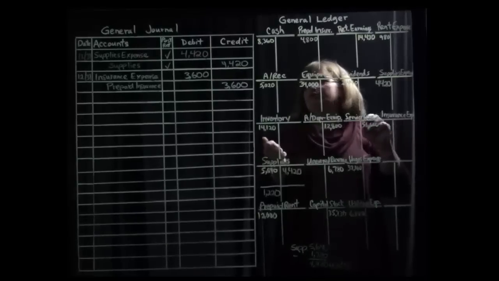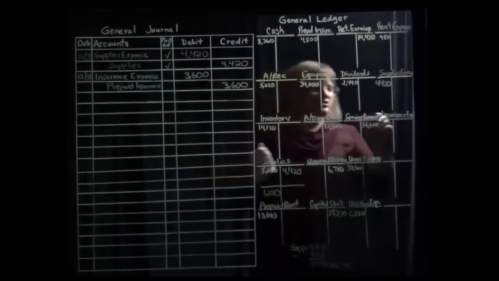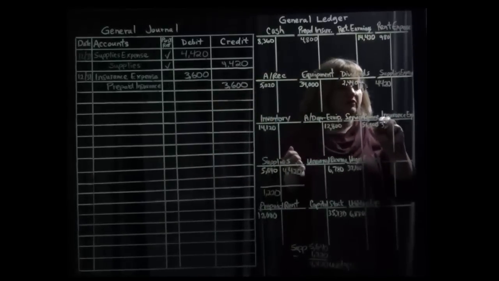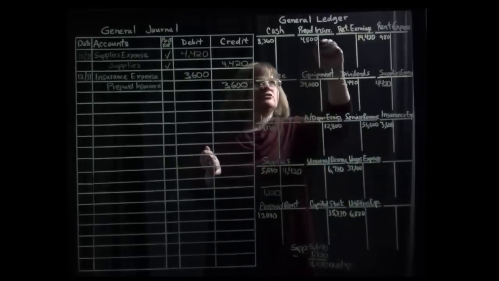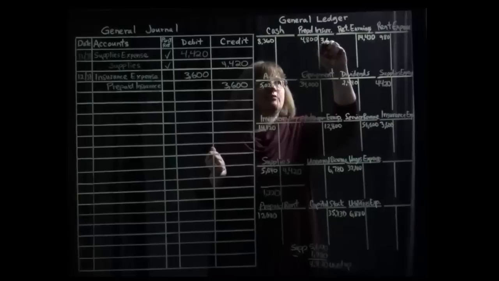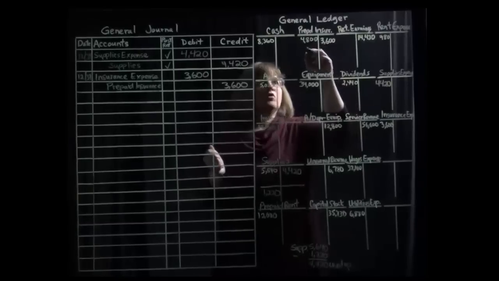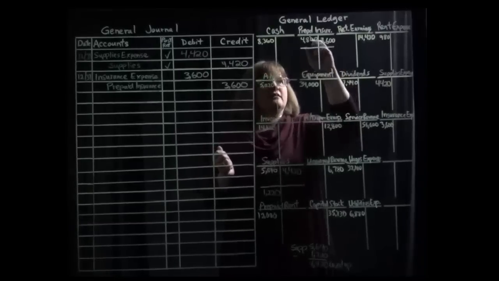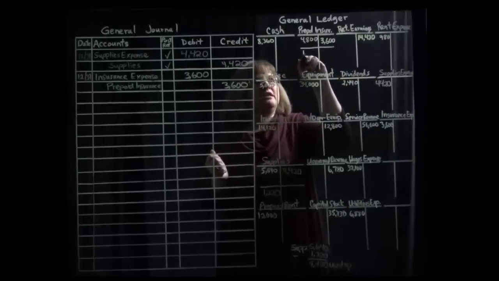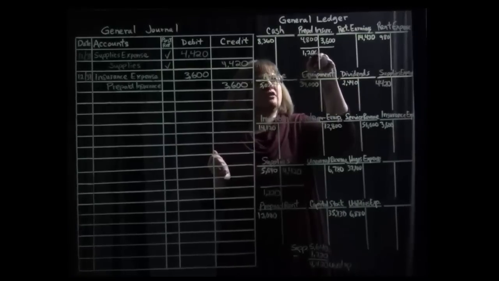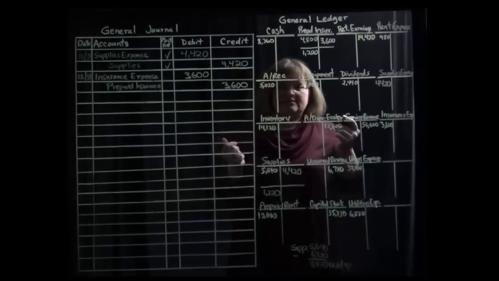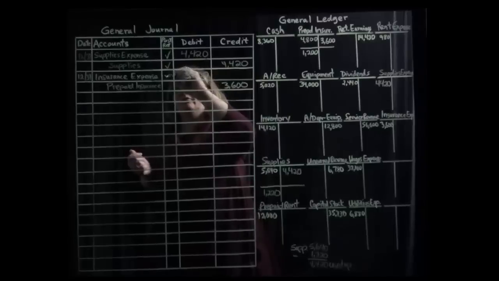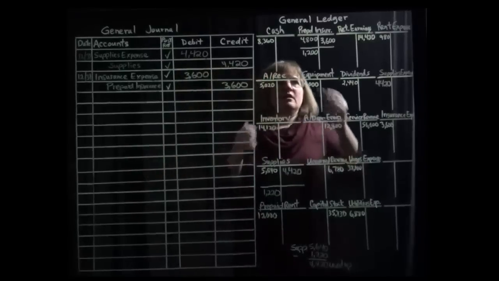So now we're going to post this debit into the insurance expense account for $3,600, and we're going to credit the prepaid insurance by that same amount of $3,600. What that's going to leave us with then is we will show an ending balance in the prepaid insurance account of $1,200. Now let's ask ourselves if that balance makes sense. We'll mark that we posted both parts of that entry.